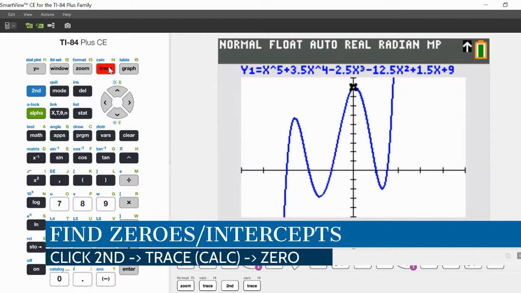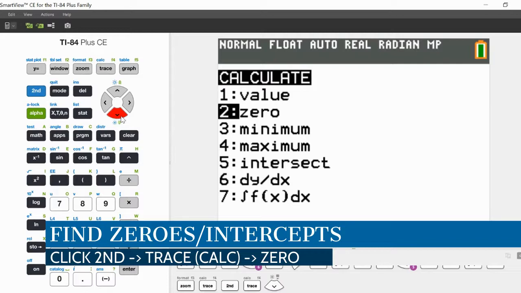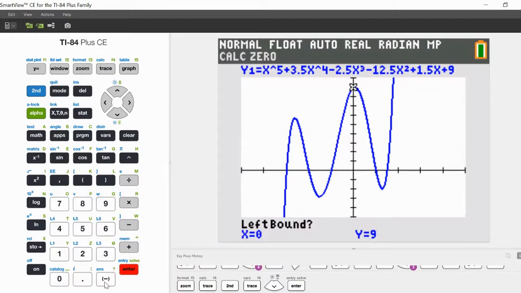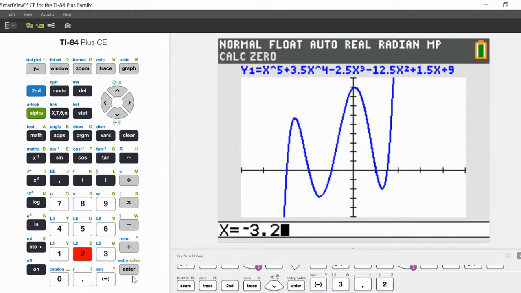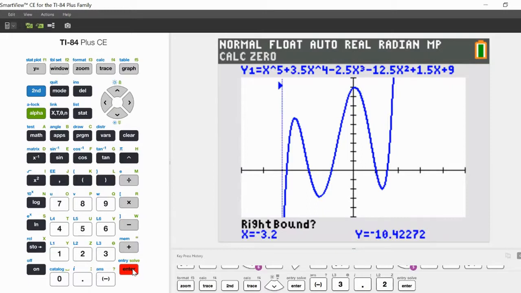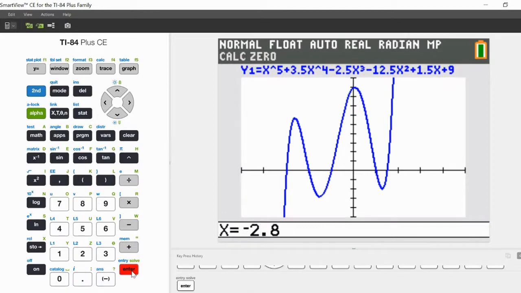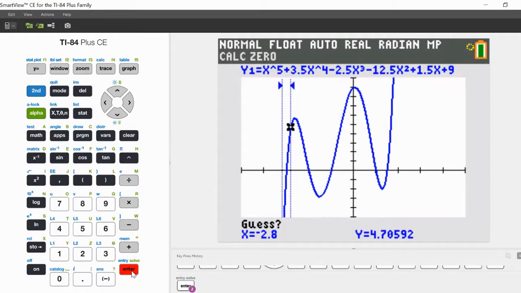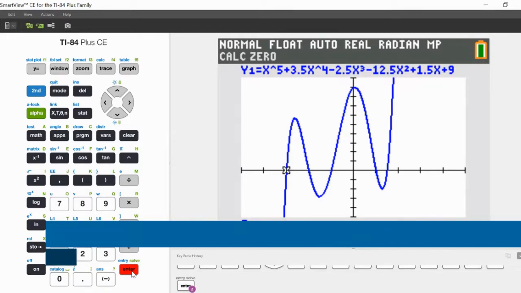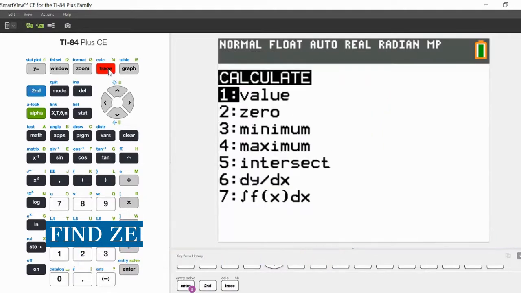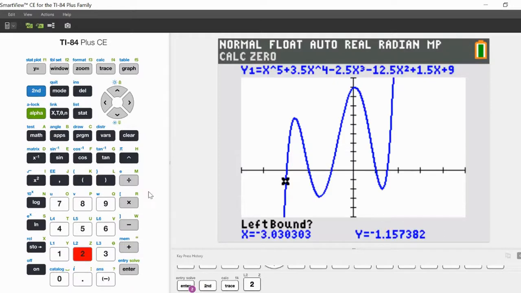So now in order to find a 0 or an intercept, I click second trace, which is my calculation function. Then I click 0, or I press the number 2 in order to get that. Now, in order to bound these things, I have to bound all of my zeros by something to the left of the 0 and something to the right of the 0. So I can either type the numbers in, as is shown on the screen right now, or I can actually move the cursor. So you just have to bound it by either typing in numbers or moving the cursor. And then you click enter one more time, and then it gives you the 0.